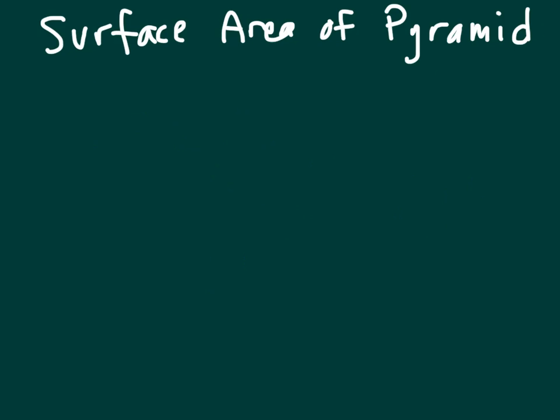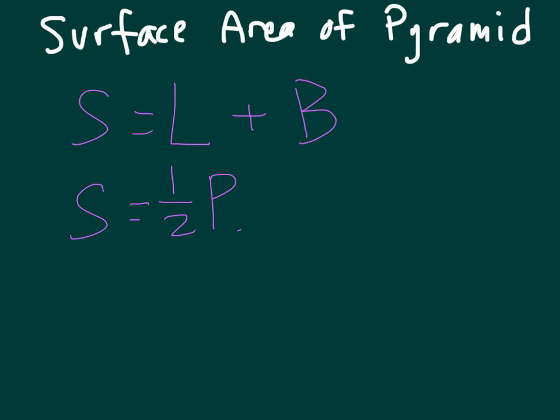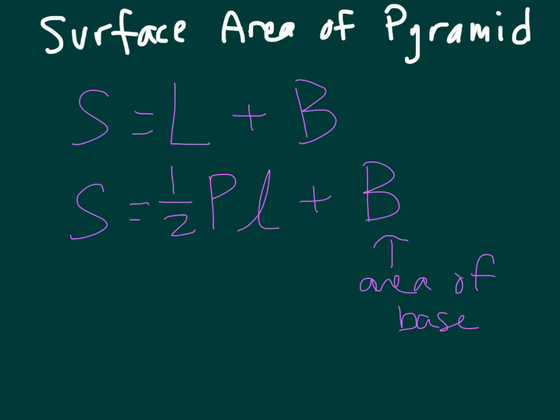So to find the surface area of a pyramid, I'm going to take the lateral area plus the base, all right, the area of the base. So the surface area, we can write that as 1/2 the perimeter times the slant height, which is the lateral area, plus the base. And this is the area of the base, and that base could be, remember, a square, a triangle, a hexagon, a pentagon, any different shape.